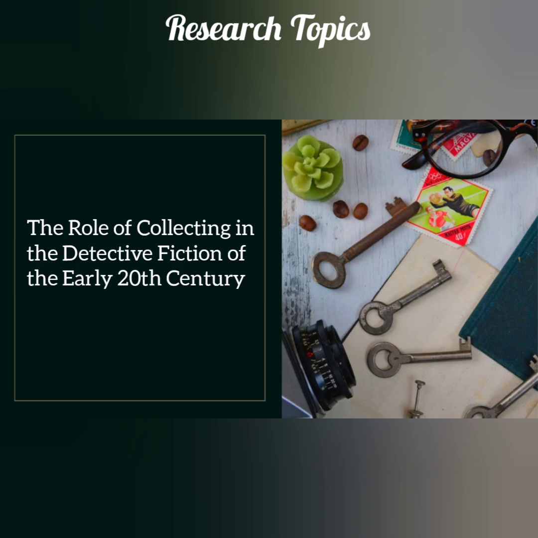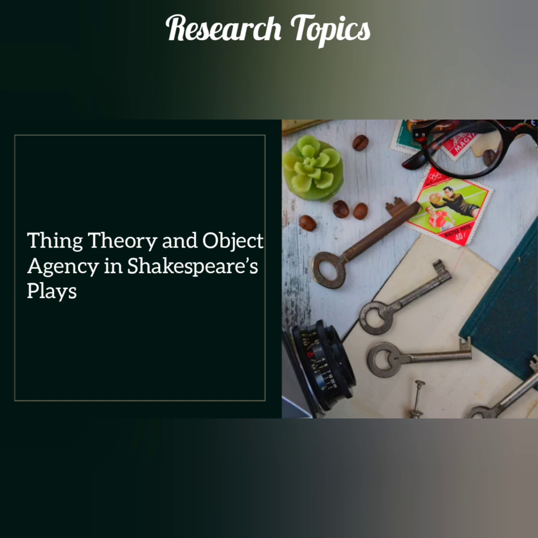Next, the role of collecting in the detective fiction of the early 20th century. Analyze how collecting and cataloging objects reflect the detective's psychological state and narrative style. Next, thing theory and object agency in Shakespeare's plays. Investigate the active role of objects like the handkerchief in Othello and their impact on character decisions and outcomes.